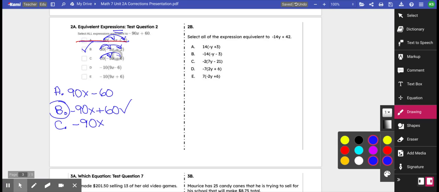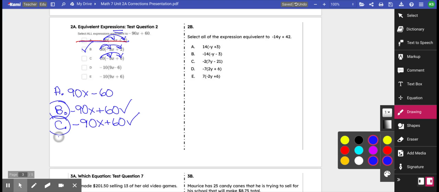And 10 times 6, positive 6, is 60 plus 60. Oh, we got it again. So C is also one of our answers. Remember, this problem says select all that apply. So we're going to have a minimum of 2 answers. We could have 3, we could have 4. So we have to check out all the possibilities.